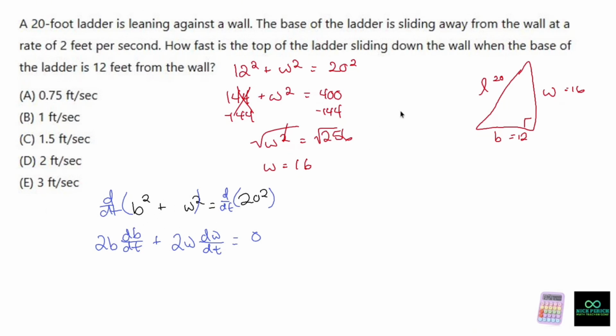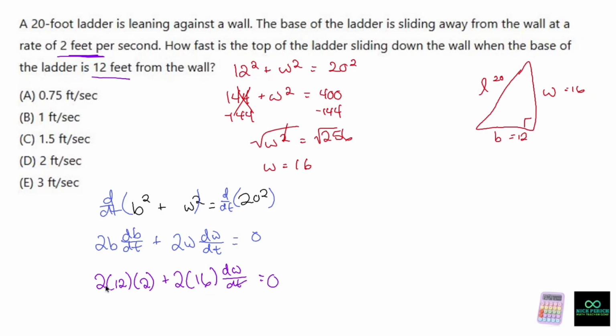So let's plug in what I know and what I don't know. I now know that b is 12, so 2 times 12. db/dt is the rate the base of the ladder is sliding away from the wall, at 2 feet per second. So db/dt is 2. That's going to be plus 2 times w, which is 16. dw/dt is what I'm trying to find. That's going to equal 0.